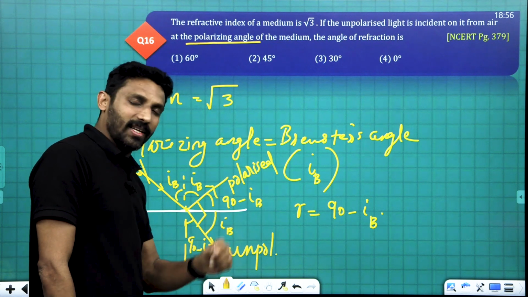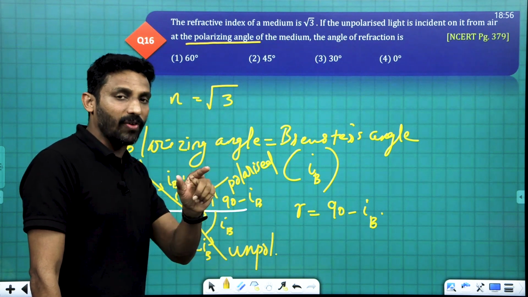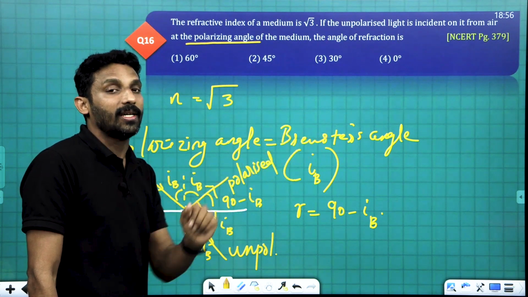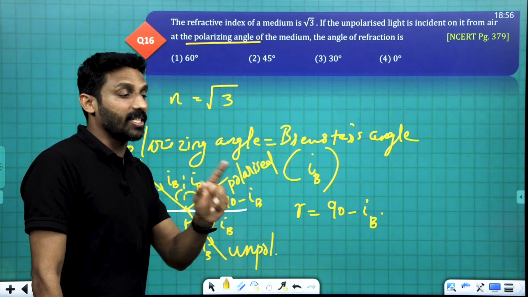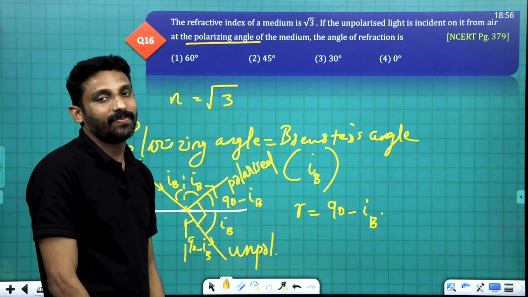And now when we apply Snell's law here, we get Brewster's law. Sin IB divided by sin of 90 minus IB is equal to refractive index. Sin IB by cos IB is equal to refractive index. That is, tan IB is the refractive index. That is Brewster's law.